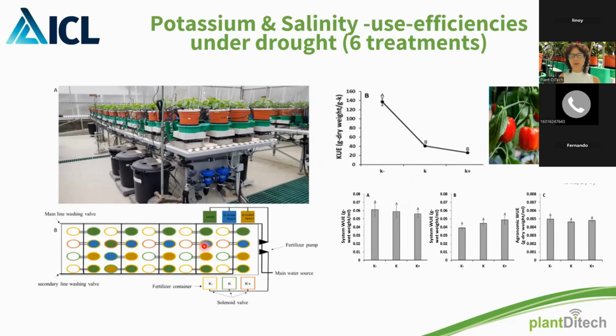This is another trial from ICL that they allowed us to publish. You see here, again, multiple treatments, 3 levels of salinity and 3 levels of potassium, trying to understand how they influence each other, and also the potassium use efficiency. So you can see some of the analysis here, but there is many more. But again, it's the same idea, managing automatically by the system 6 different treatments within the same experiment.